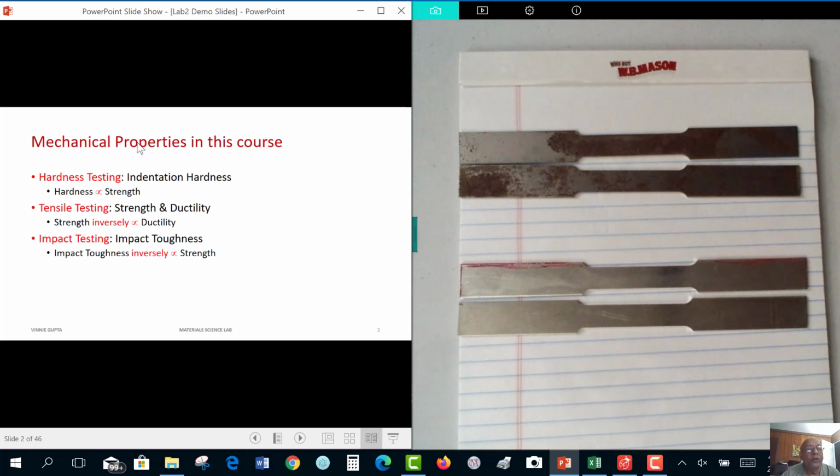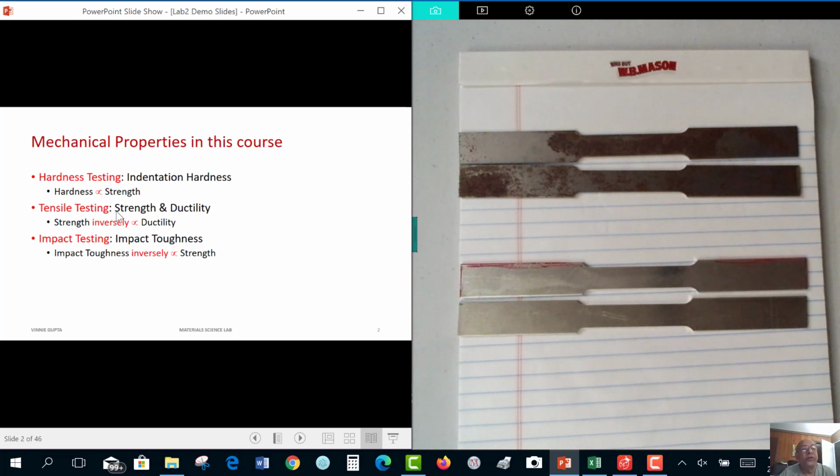So again, let me give you a big picture of the course. We talked about hardness testing last time, and we found out that indentation hardness correlates with strength. Whenever we make something stronger, we increase its hardness and vice versa.